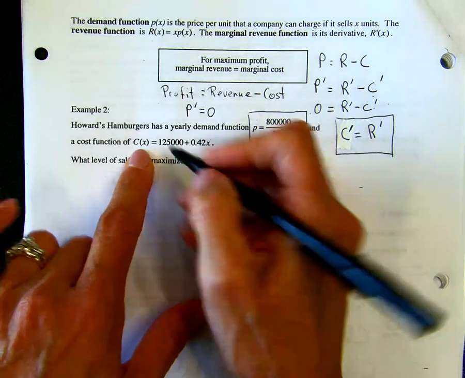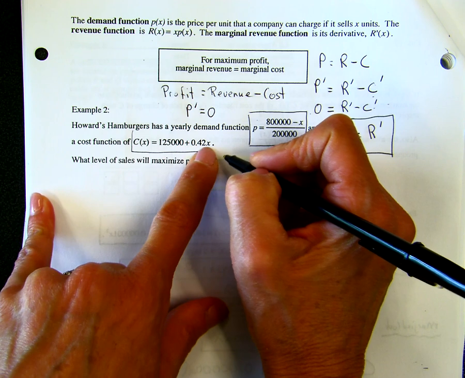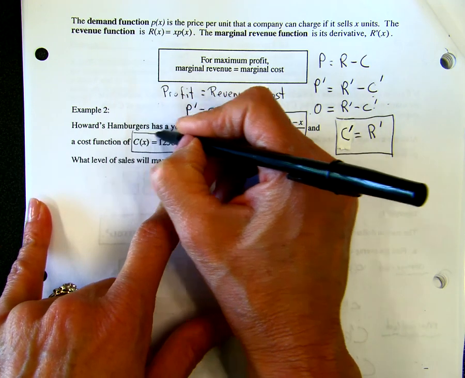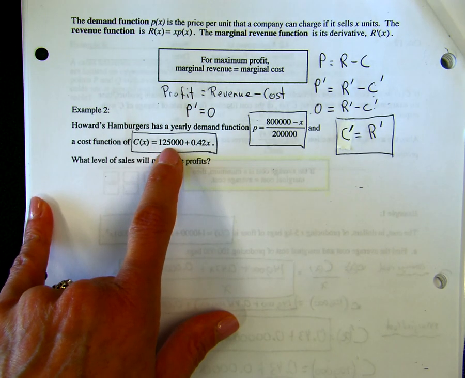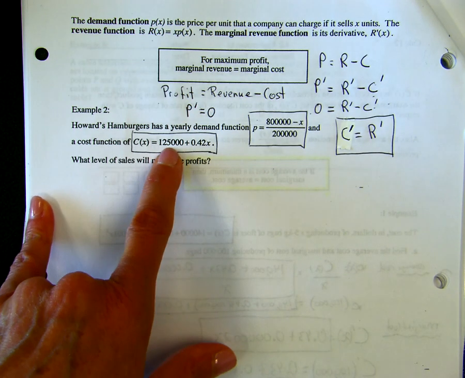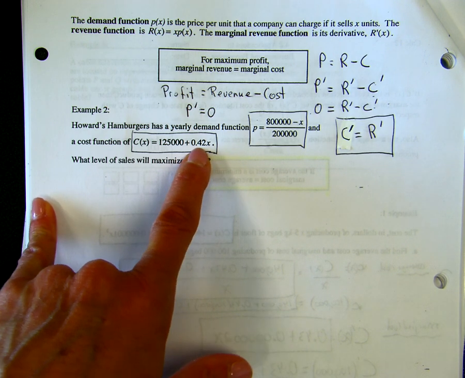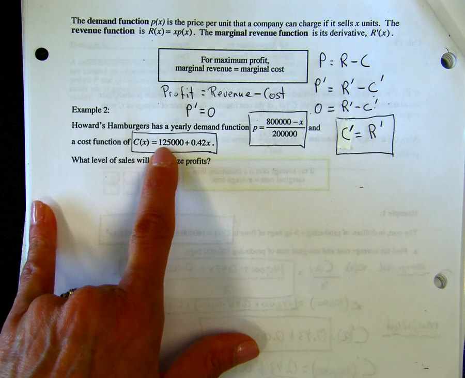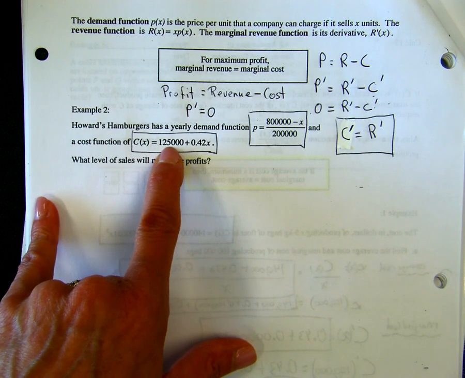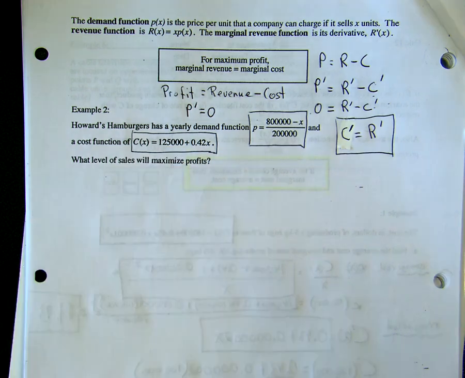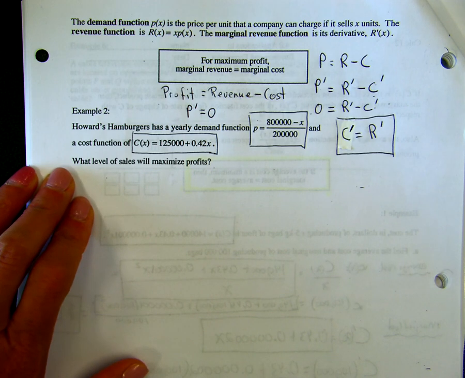Here's the cost function. C of X is equal to 125,000 plus 0.42X. So it sounds like his costs are pretty basic to calculate, some kind of a fixed cost, and then a cost per unit of hamburger produced. It's not costing him very much to make hamburgers, but he sure had to shell out a whole lot of money to get started. 125,000. What level of sales will maximize his profit?